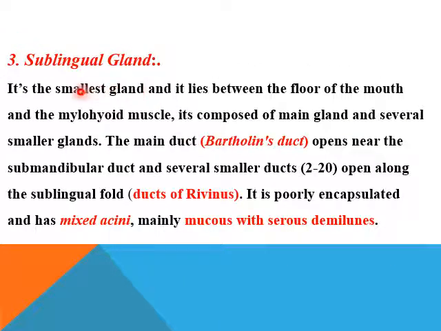The third major salivary gland is the sublingual gland. It is the smallest one, and it lies between the floor of the mouth and the mylohyoid muscle. It is composed of a main gland and several smaller glands. The main duct is the Bartholin duct, which opens near the submandibular duct, and several smaller ducts, about 2 to 20 ducts, open along the sublingual fold, called ducts of Rivinus. It is poorly encapsulated and has mixed acini, mainly mucous with serous demilunes.